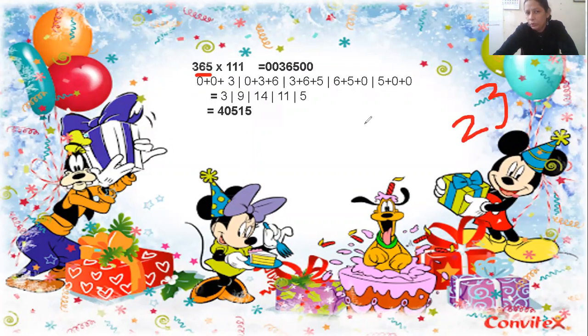So you will put 2 zeros before this 3, 6, 5. You got 2, so these 2 zeros you will put before 3, 6, 5, and at the end of 3, 6, 5 also you will put the 2 zeros. Now you will solve this.